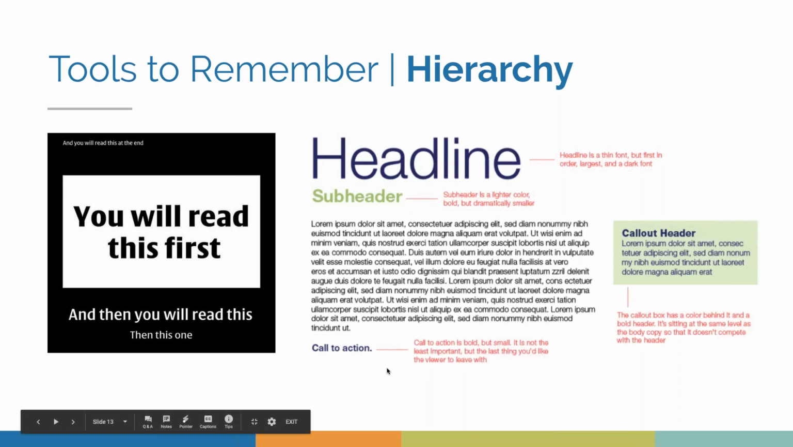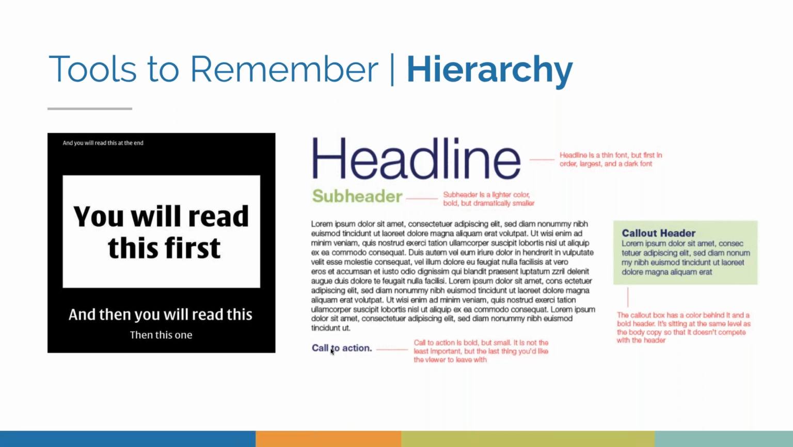You don't always need that, but maybe you want that in there. It's probably the last thing you would want the viewer to see as they're going through. Hierarchy really helps with the flow of the information, and it helps the reader or whoever is interacting go through and see the information in the way that you want them to digest it.